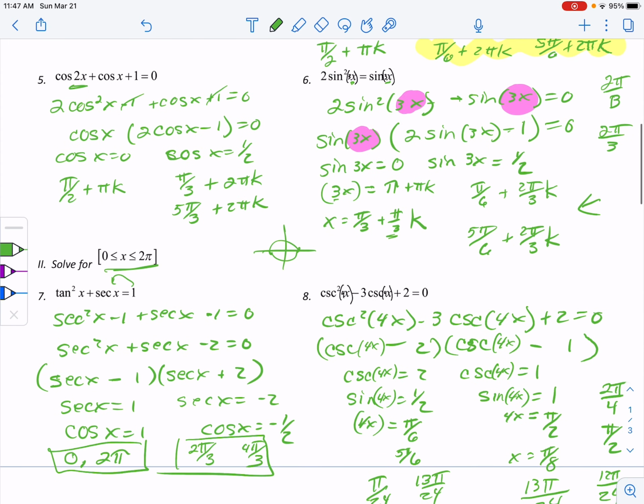All right, up here we forgot to make this 3x equals pi over 6 and 5 pi over 6. So this needs to be pi over 18 and 5 pi over 18. Okay? Much better.